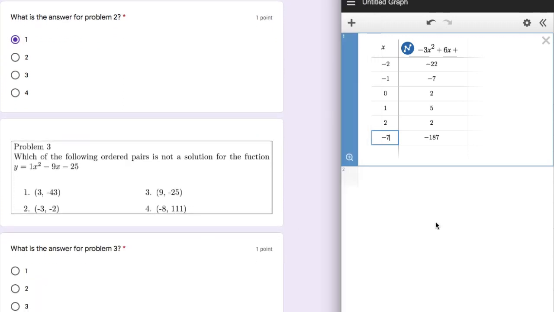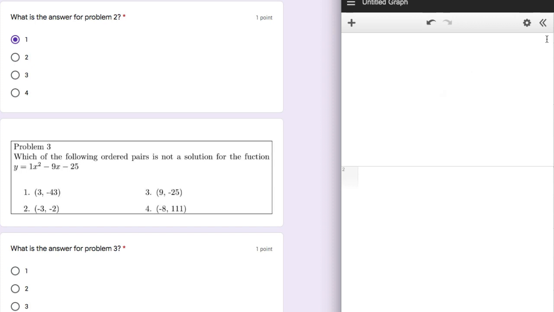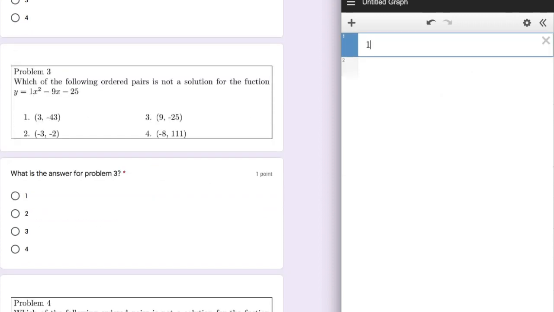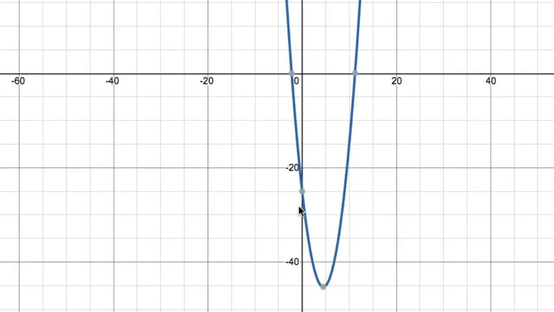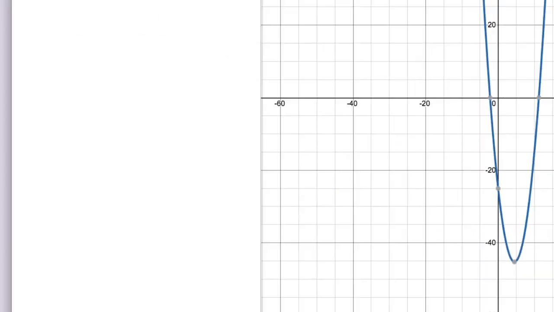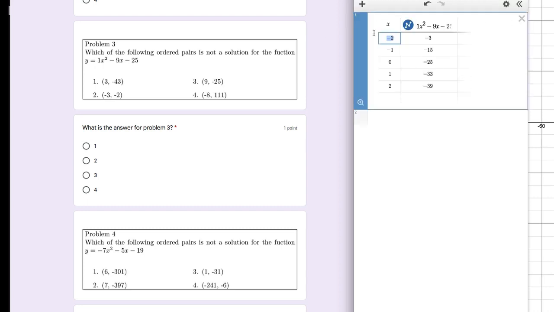Let's try one more together. Let me clear this again. The next one says 1x squared minus 9x plus 25. So here's our graph. It's going down and then back up over here, as we can see. So we're going to go ahead and try convert to a table.